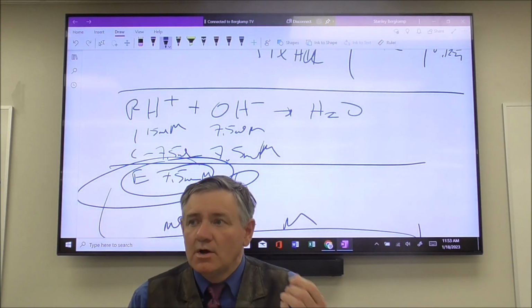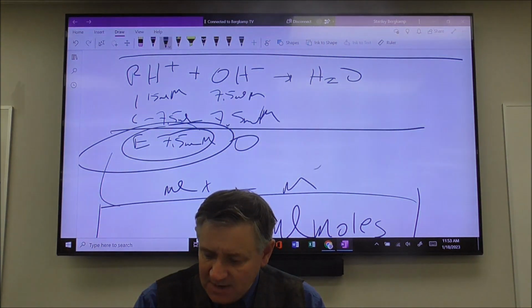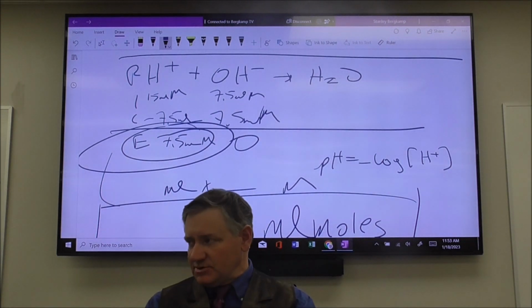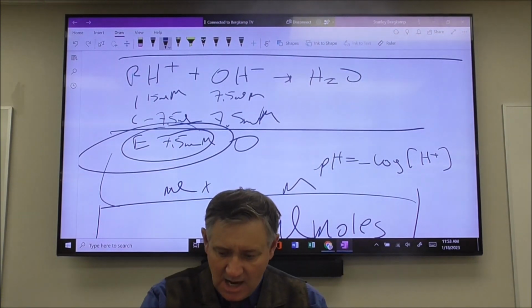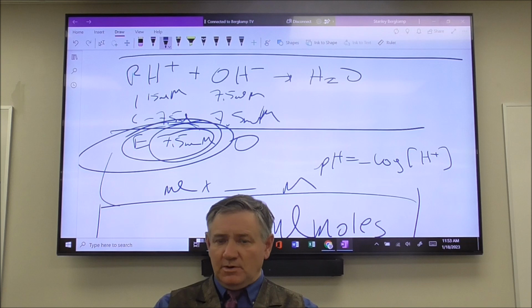So what I need to find is the pH. To find the pH, I need to take the negative log of my hydronium ion concentration. This is not my concentration. That just tells me how many millimoles I have.